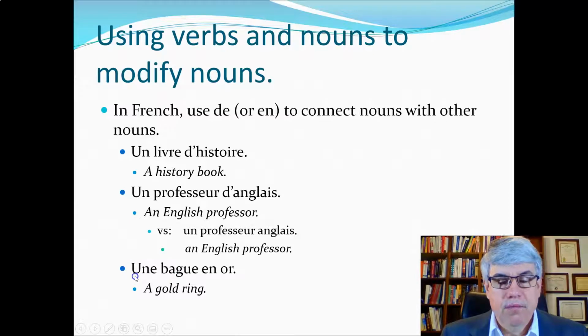And with materials, a lot of times we use en rather than de. So une bague en or would be a ring in gold.